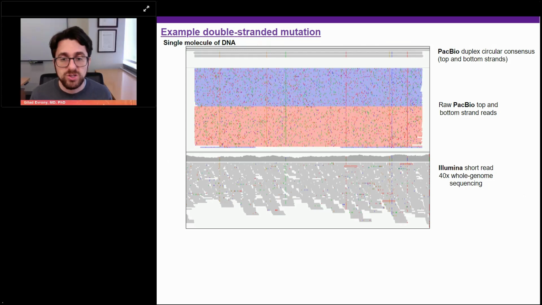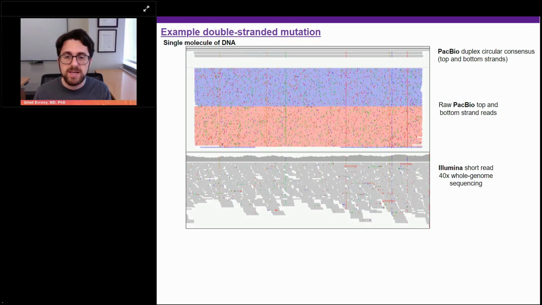This is what the data actually looks like. One single molecule's data looks like this in the top half of this diagram. And you can see in blue are the individual passes of the top strand, and in red are the individual passes of the sequencer for the bottom strand.